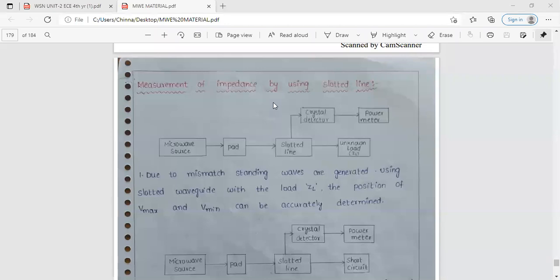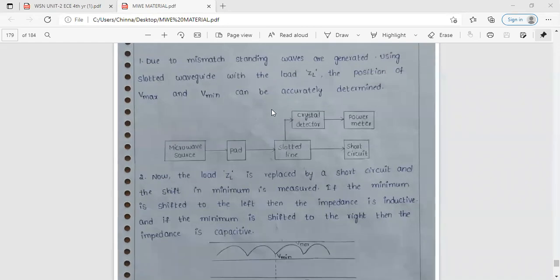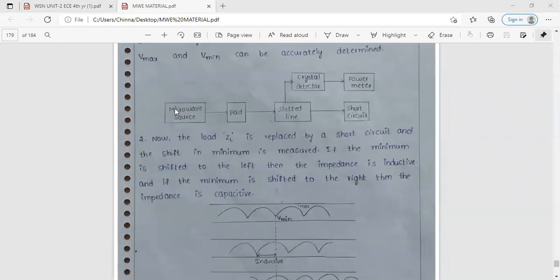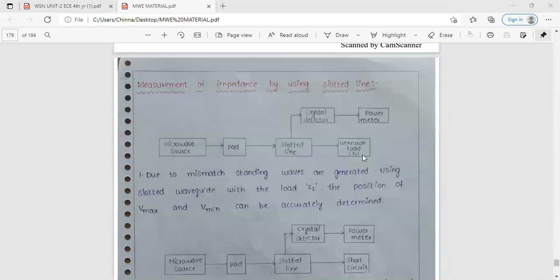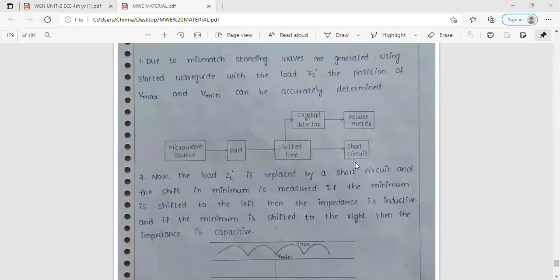Using the slotted line section with a load ZL, the position of the V maximum and V minimum can be accurately determined. Using the slotted line section, the position of the V maximum and the position of the V minimum will be accurately determined here. Now the power meter will be used here. So we are using the slotted line section.